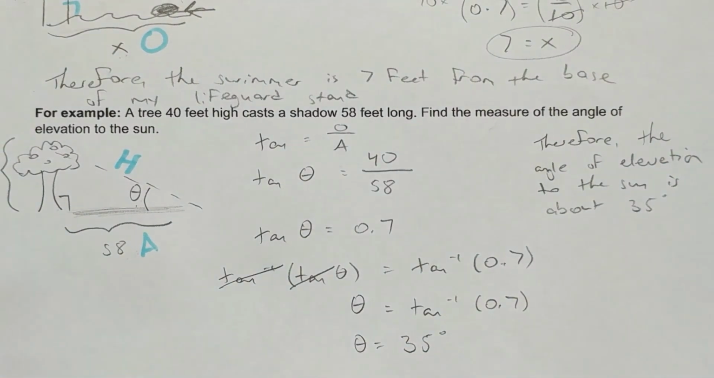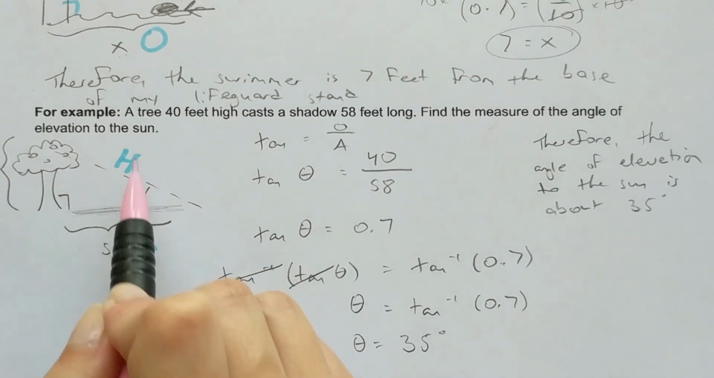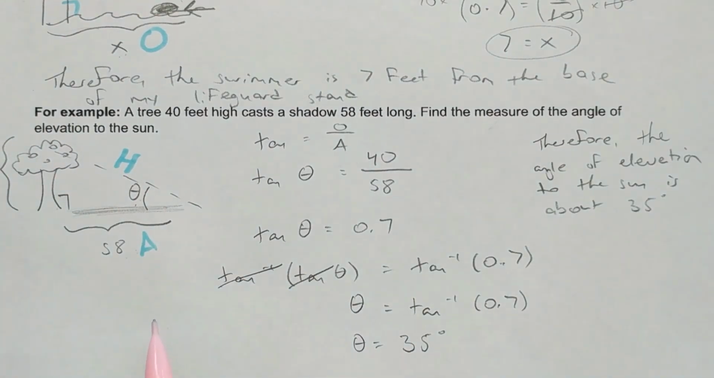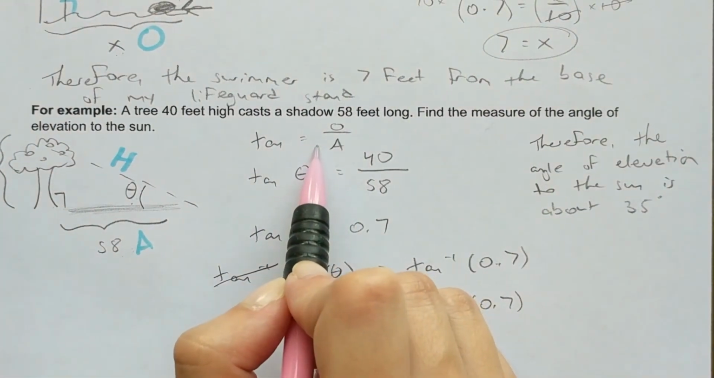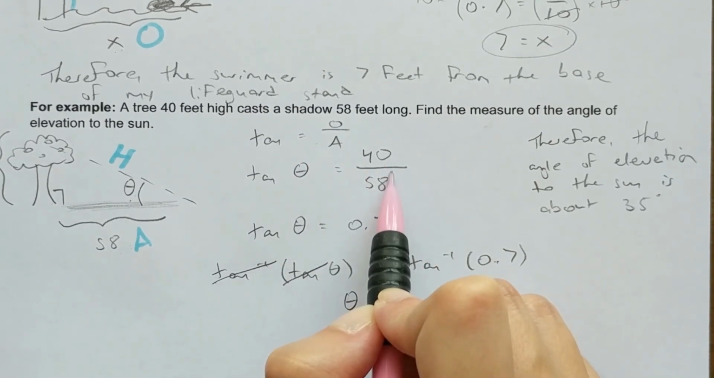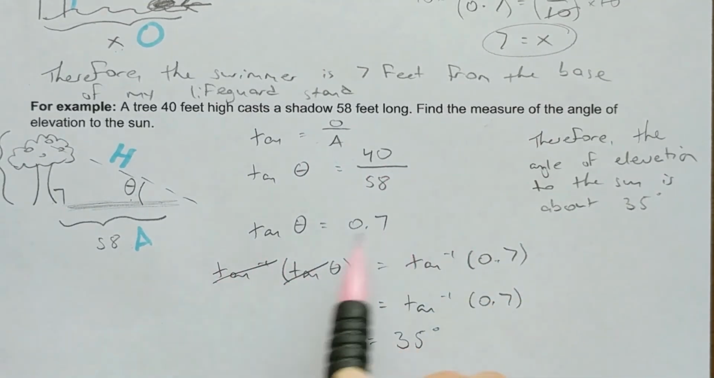Once again, we drew our diagram. We labeled our opposite, hypotenuse, and adjacent. We picked our ratio. We set up the information that we needed. And then we were good to go. We just used our mathematical knowledge to solve. And that's all, folks. Good job.